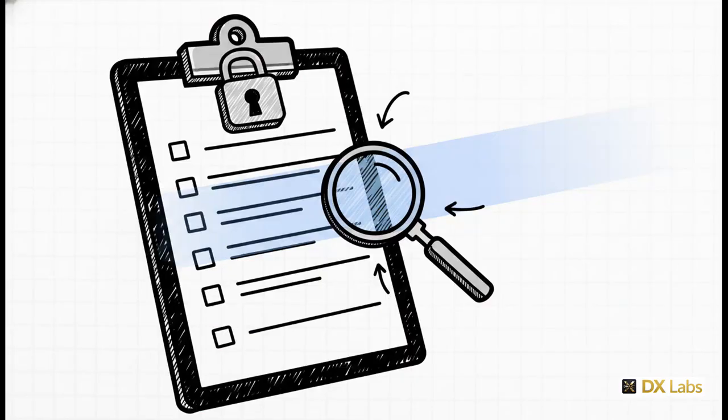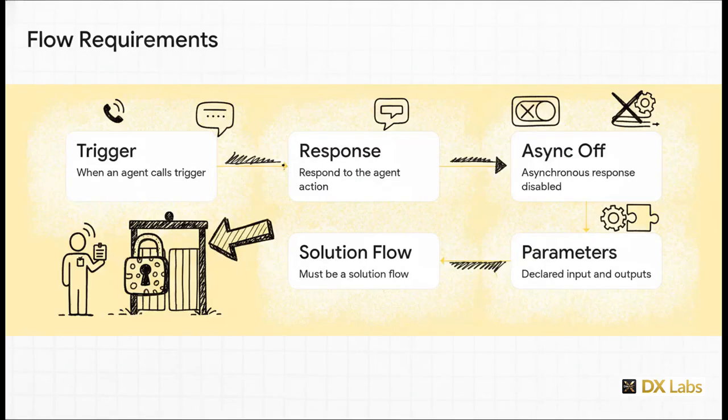Topic 3. Callable flow exam requirements. To actually bridge the gap between your conversational topic and your back-end automation, an agent flow has to meet some really strict criteria before it can even be selected in the authoring canvas. It's kind of like showing proper credentials at a security checkpoint. For the AB 620 exam, you need to memorize these 5 non-negotiable requirements for a callable flow.